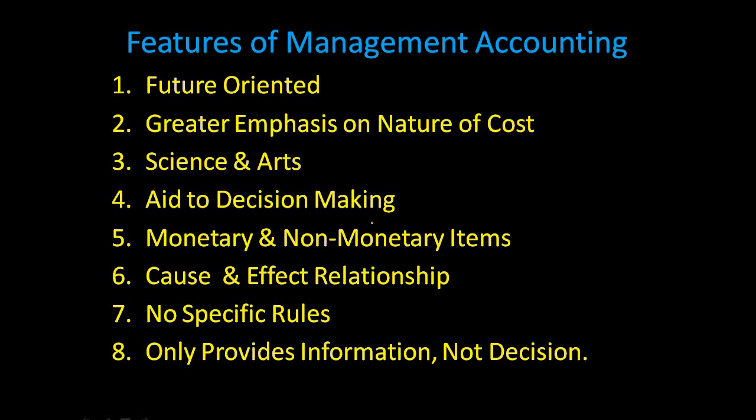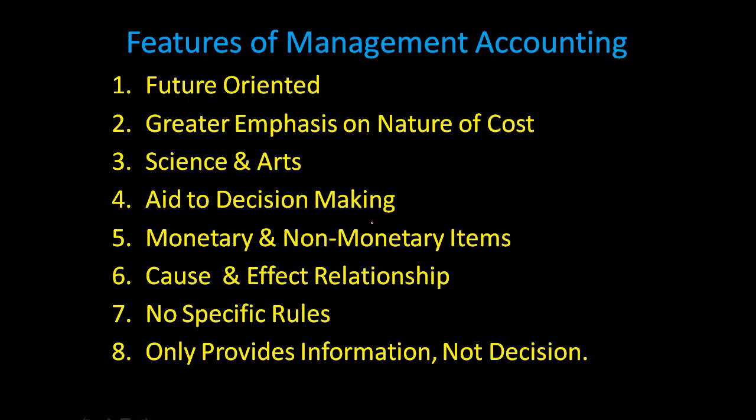Okay. The sixth is cause and effect relationship. We have been learning accounts for some time, and we all know the only reason for making accounting is to know the result, profit or loss, and the financial position. That's it. But management accounting is not only interested in the result, it is also interested in knowing why this result. If I have got profit, why profit? If I have got loss, why loss?